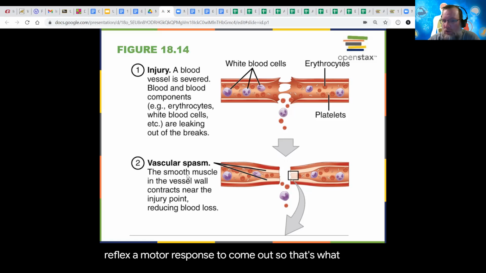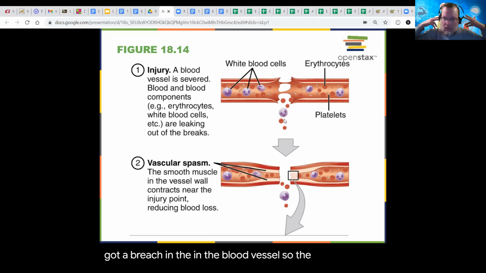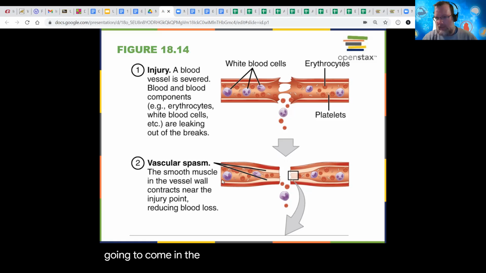So that's what number 2 is going to show. The stimulus is number 1. We've got a breach in the blood vessel. So the stimulus is going to come in. The response out is going to be some sort of what we call vasoconstriction.